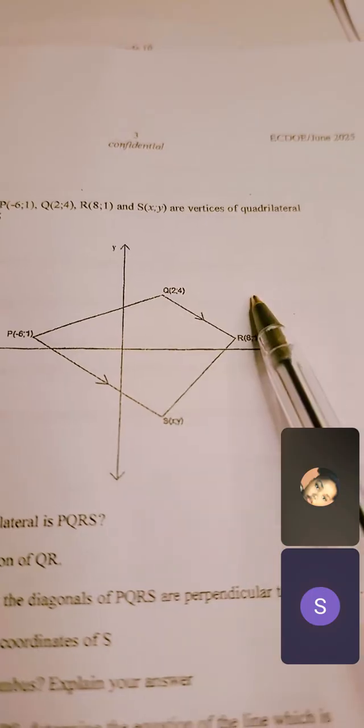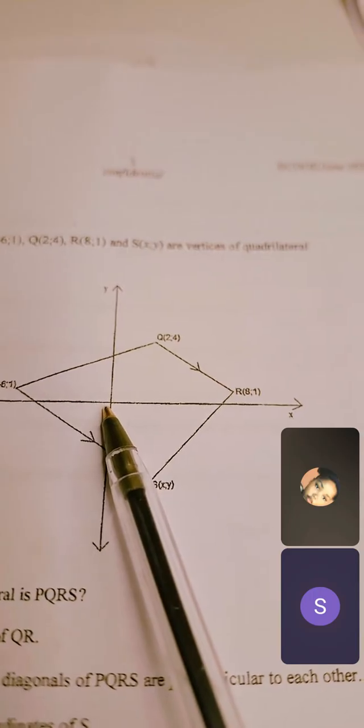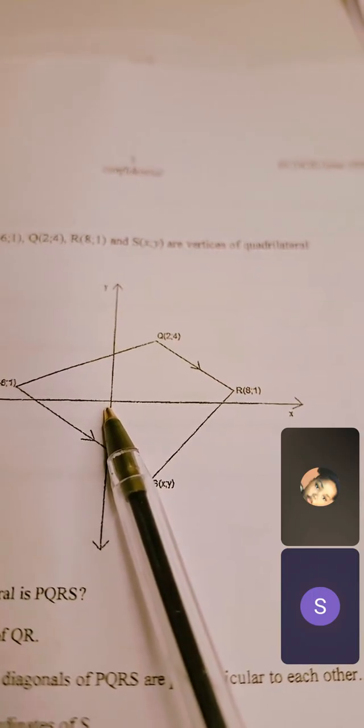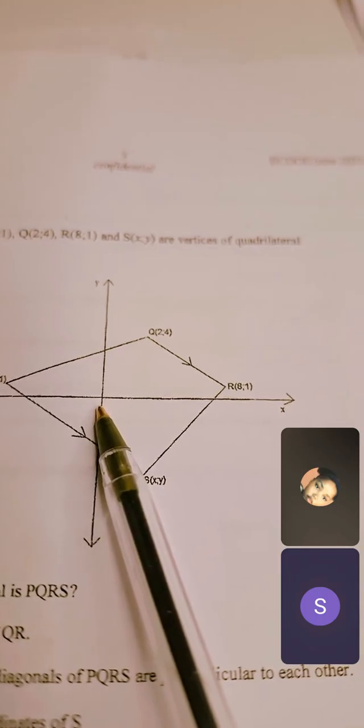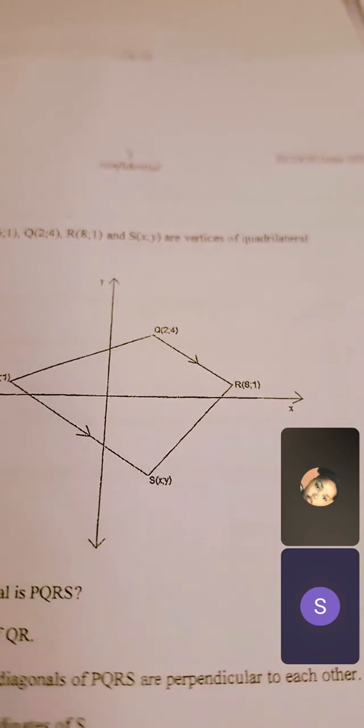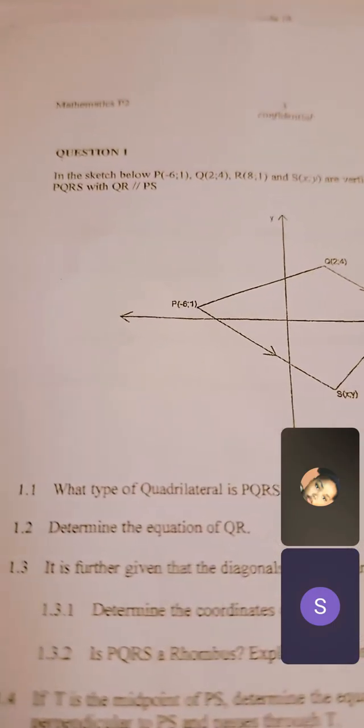So this is a, one more time, you said, Asenati, this is a? Trapezium. Amen. Thank you very much. And the reason why you're saying it's a trapezium is because? One pair of opposite sides are parallel. Amen. Hallelujah.